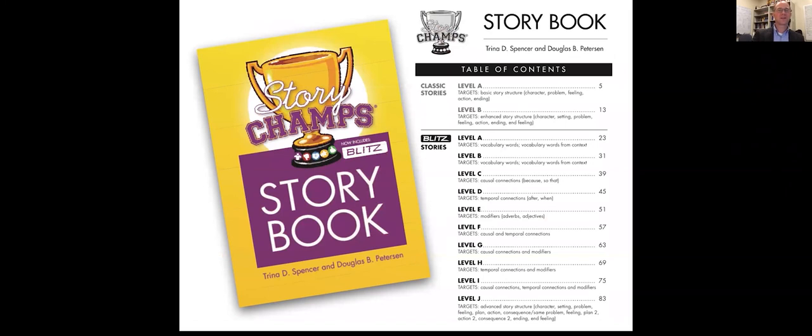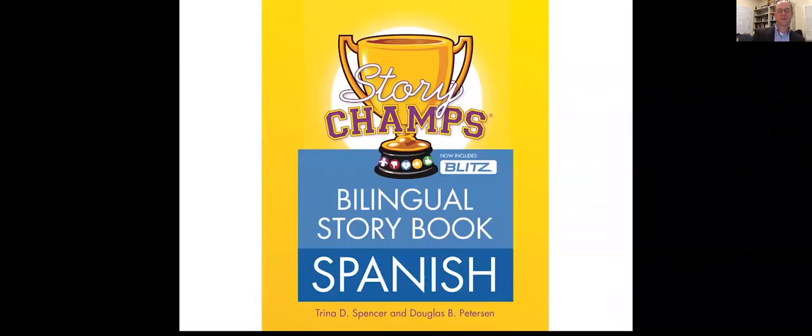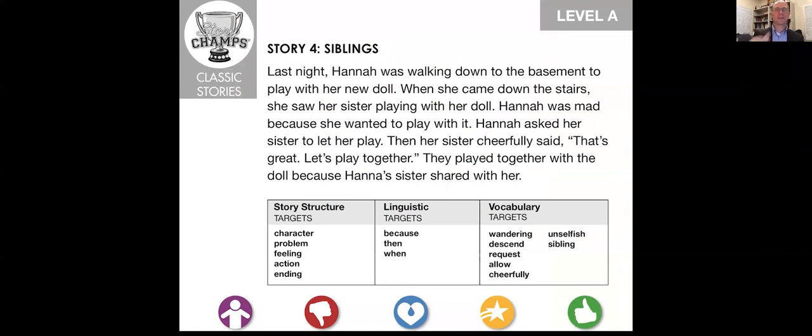There are lots of different story levels, and the storybook outlines for you what each of those levels are that you can address, the different targets. We also have this in Spanish, this intervention. So just a couple of examples here.